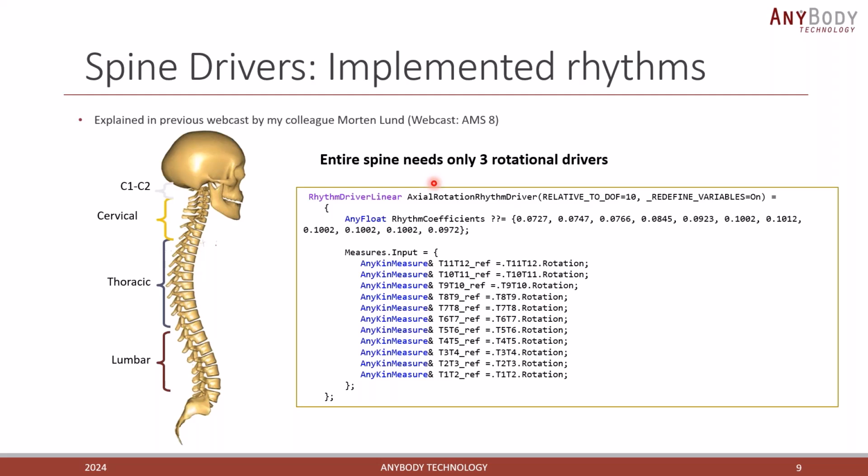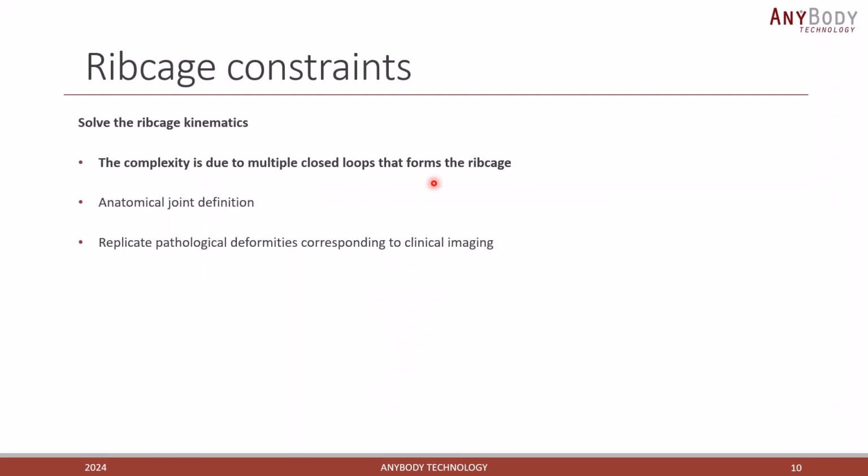So you say that, for example, 30-degree flexion or whatever you want, and then the model goes there. So enough about the spine. Let's go to the ribcage constraints.